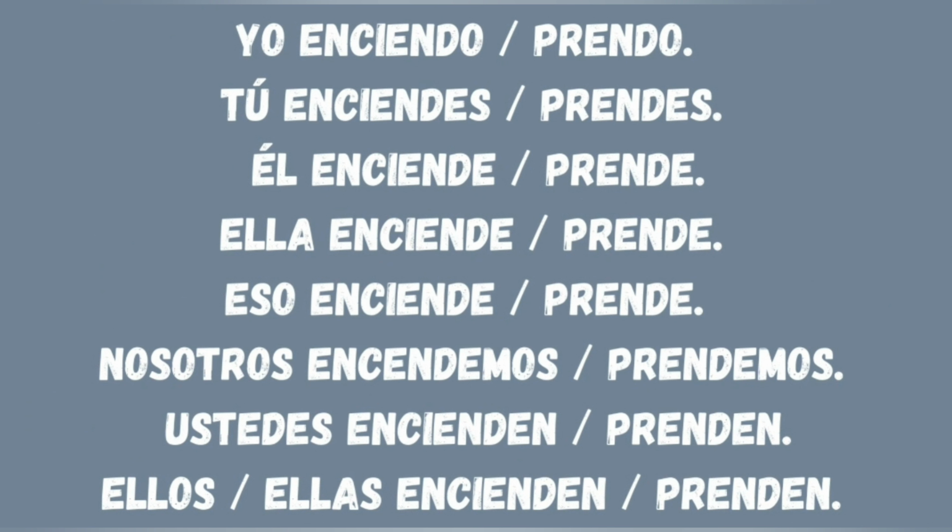Now, according to the verb turn on in English, in Spanish it means prender. Okay, to turn on the lights, to turn on the TV, prender. So we're going to conjugate this verb in this form in Spanish. Yo prendo. Tú prendes. Él prende. Ella prende. Eso prende. Nosotros prendemos. Ustedes prenden. Ellos o ellas prenden.